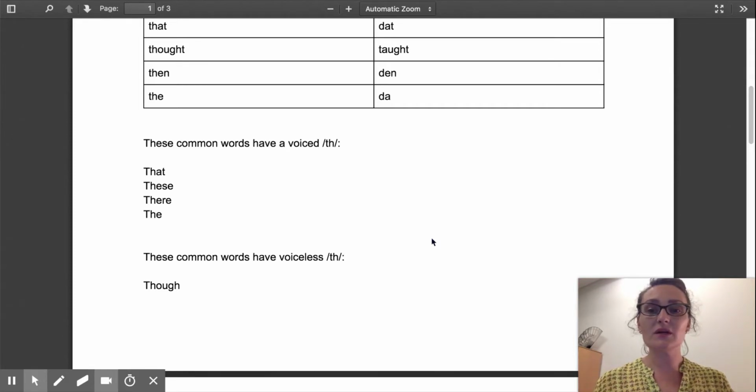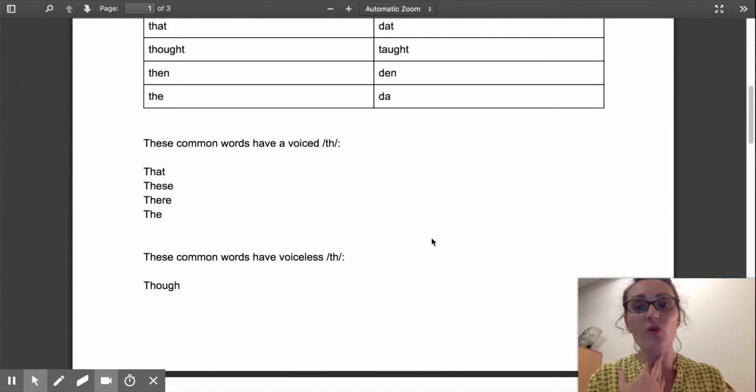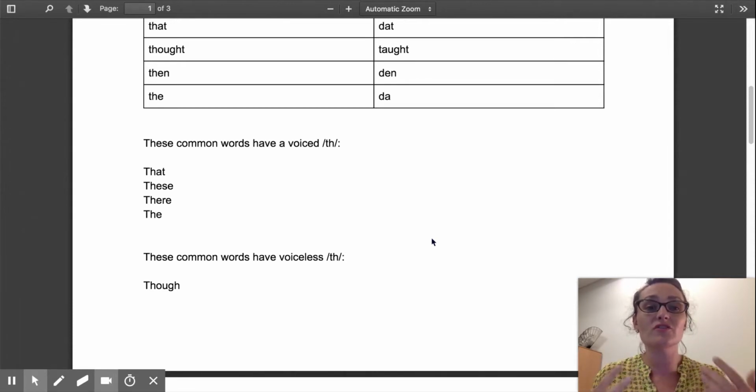When I speak naturally, I still initiate with the voice, before carrying on with the word. That, these, there, the. As a language learner, you need to give yourself and your muscles time to learn these patterns.